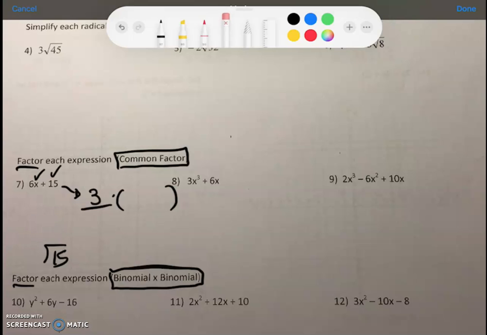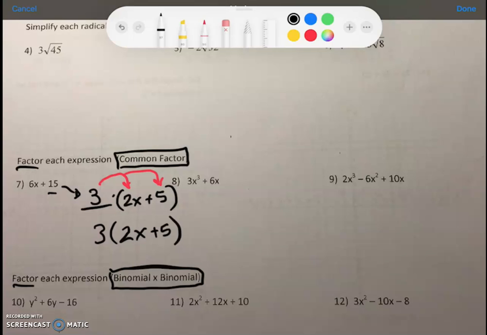You don't need to show this work here, and then you think about this for a second. If you have a 3 in the front, 3 times what will give me the front 6x? 3 times what in the back will give me the plus 15? So if you think about this for a moment, 3 times what will give me 6x, well, that would be 2x, plus 3 times what in the back will give me 15, that would be 5. And this right here is your answer, 3 times 2x plus 5 in parentheses. This is called factoring because you split it into the multiplication of parts.